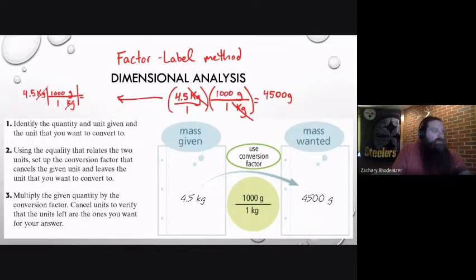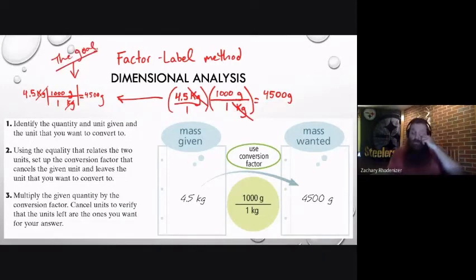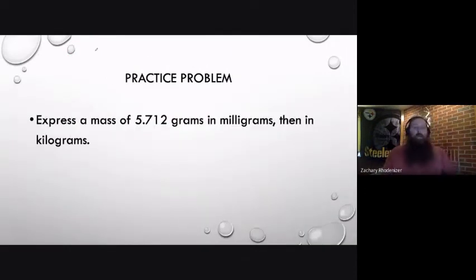Kilograms cancels, so 4,500 grams. This is the goal, all right? So we're going to put the goal right there. We want to be able to use what we just call brackets in order to convert quantity A to quantity B. So let's try one of those. It says we want to express a mass of 5.712 grams in milligrams, and then also in kilograms.